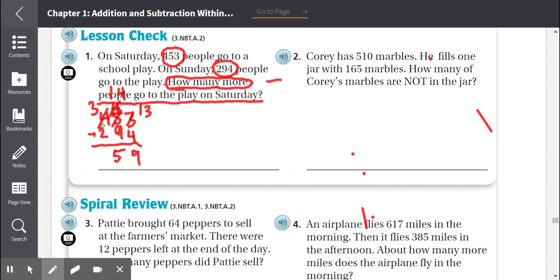Now we move to the hundreds place. It's no longer 4 minus 2. It is 3 minus 2. 3 minus 2 is 1. So how many people go to the play on Saturday? 159 more people.